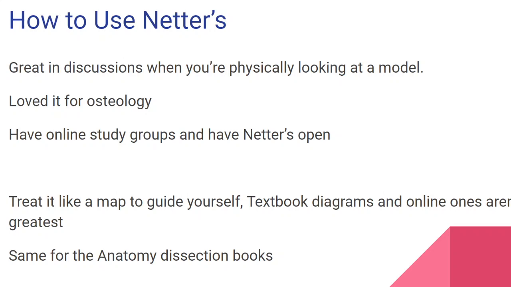It's great in discussions when you're physically looking at a model and you need to track where different nerves are in reference to the model. It's also really great for osteology because usually textbooks don't have the best diagrams, and Netter's is just a beautiful resource for that type of stuff. Another way, if your uni is still not open, is to have online study groups and have Netter's open and track different nerves, arteries, muscles, and their origins and insertions.